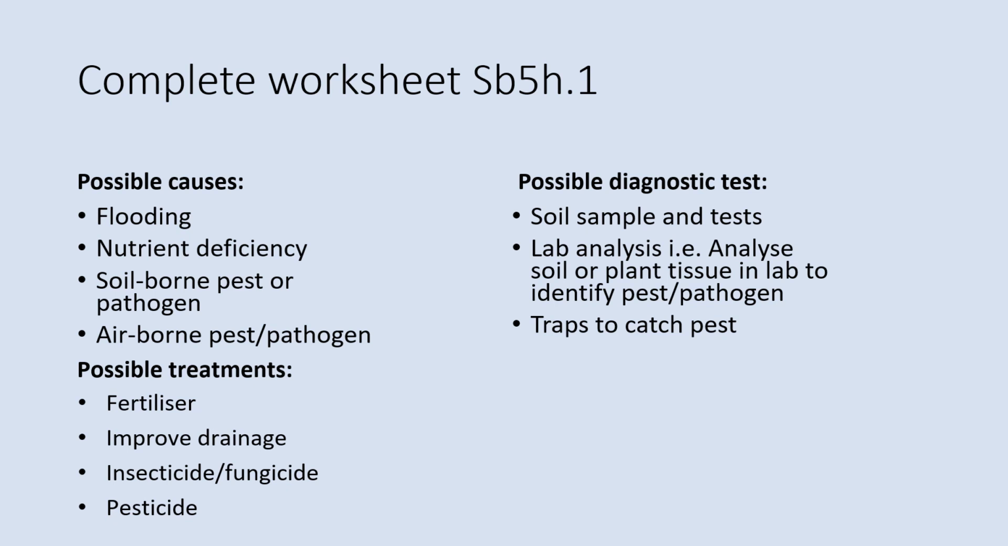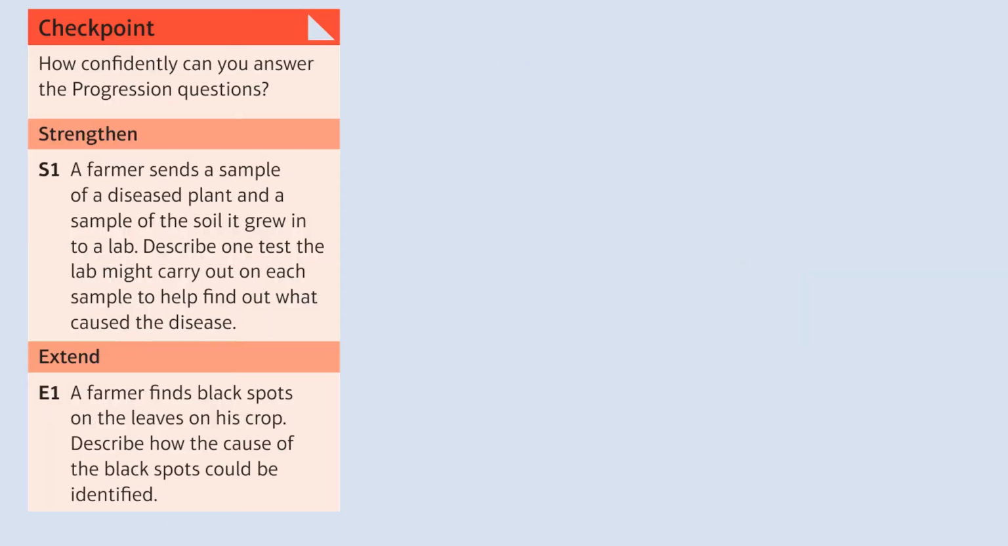When you're ready, have a shot at worksheet SB 5H.1, so it's the first worksheet. These will help you with that, and when you're finished on the worksheet, come back to the video, unpause it for your final summary question. So your summary question, S1 and E1, pick one, I don't mind which. You don't need to do both unless you're feeling really fancy, and then you can have a shot at both. And answer this into your book, please.